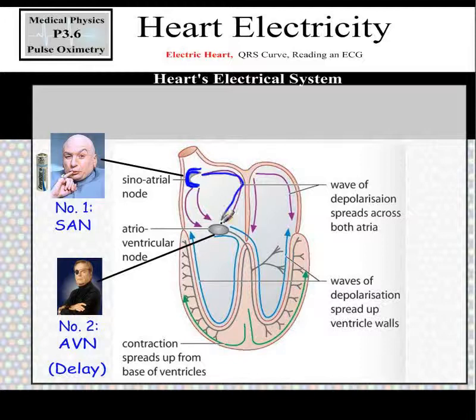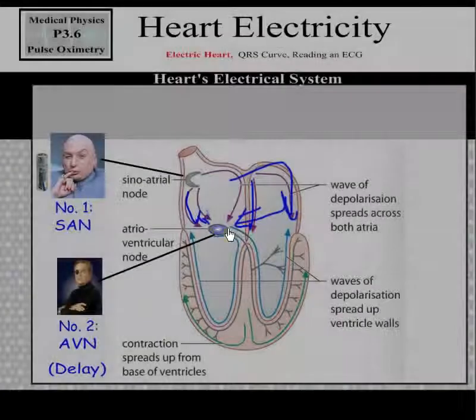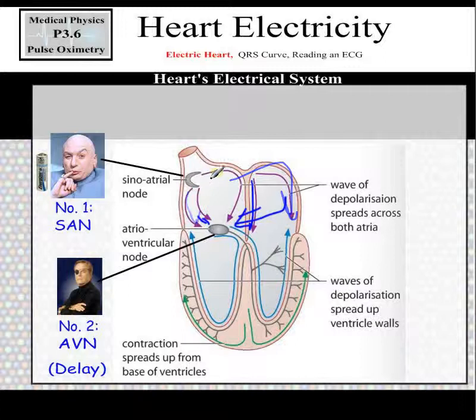It flies around the whole top of the heart. I mean all of it, all down here, and around it goes, and they all meet back up at the second point here, which is the second horrible word, the AVN. So all of this tissue depolarizes in a big wave all the way down to the AVN.